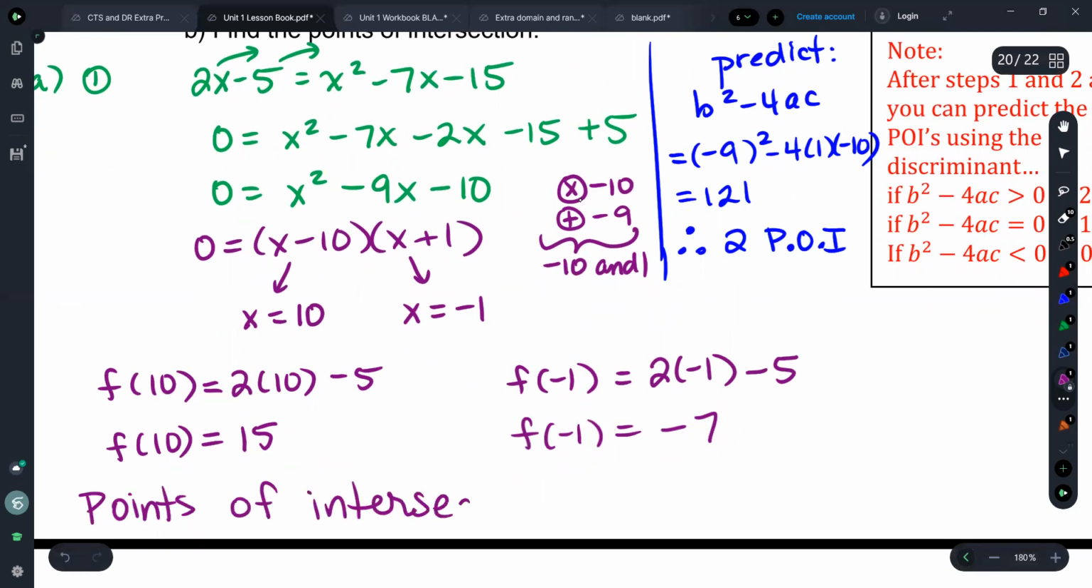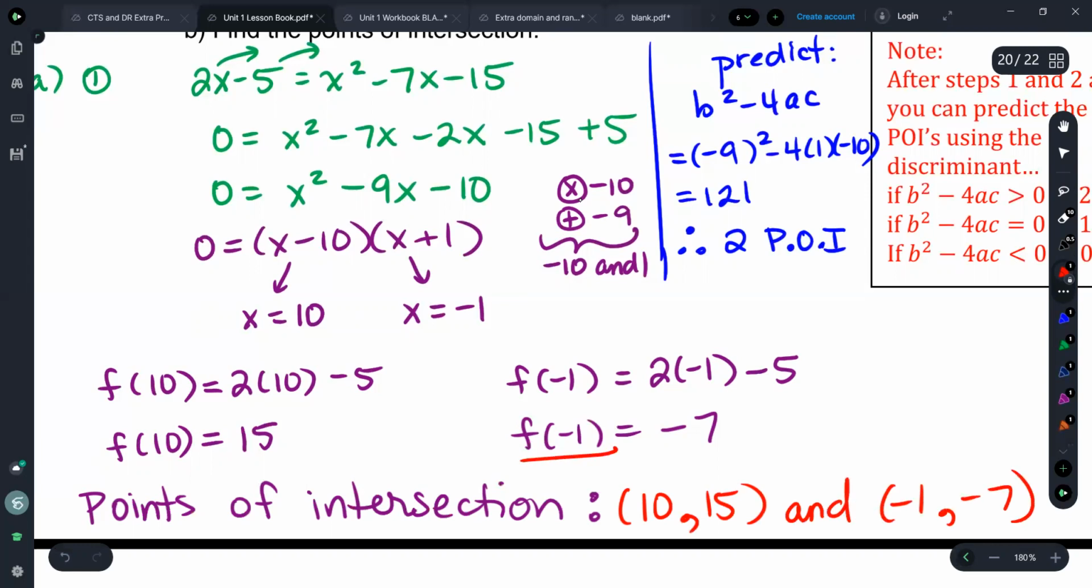Okay, so can somebody tell me what are my final 2 points of intersection here? How would I write them as xy coordinates? Chris? Great. So when I plug in an x value into an equation, I get out a y value, right? So that's actually literally giving me the xy coordinate of that point.